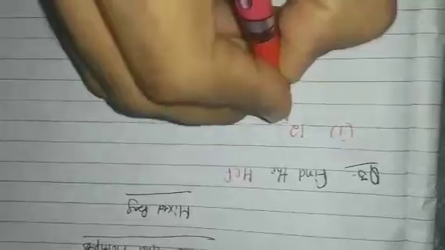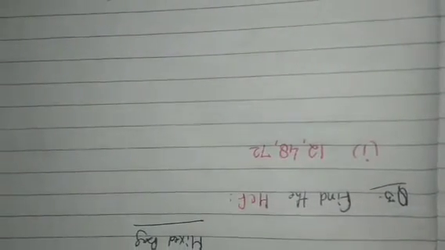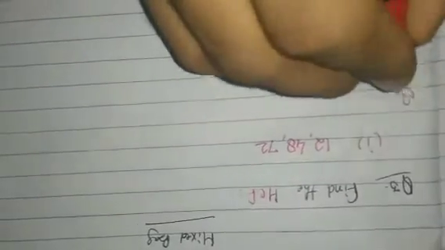Find the HCF. The first part of this question: the numbers given are 12, 48 and 72. So students, you will follow the same pattern that I taught you in the last class. So look at the solution.